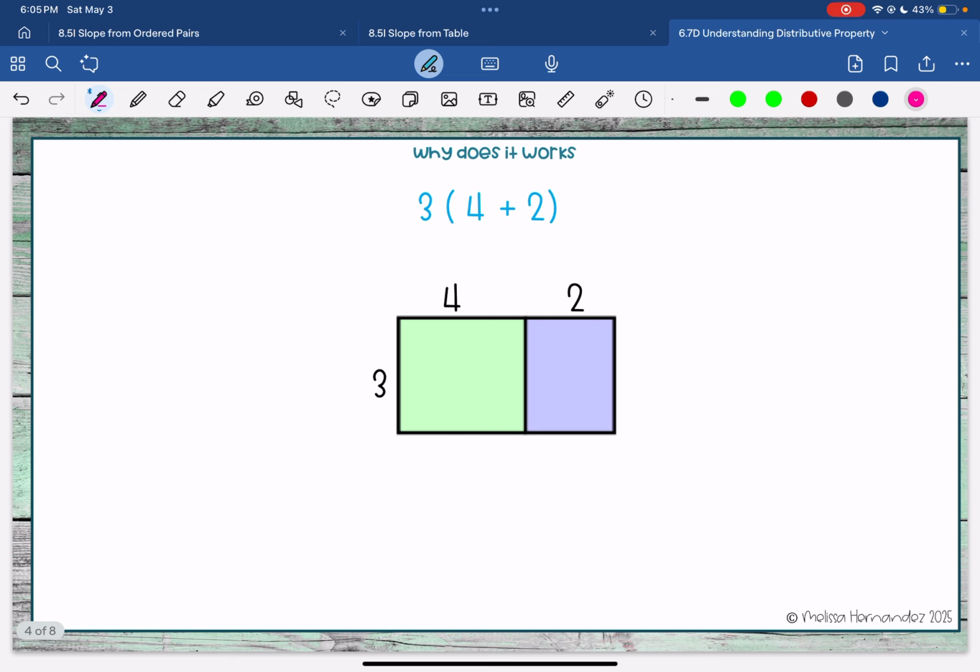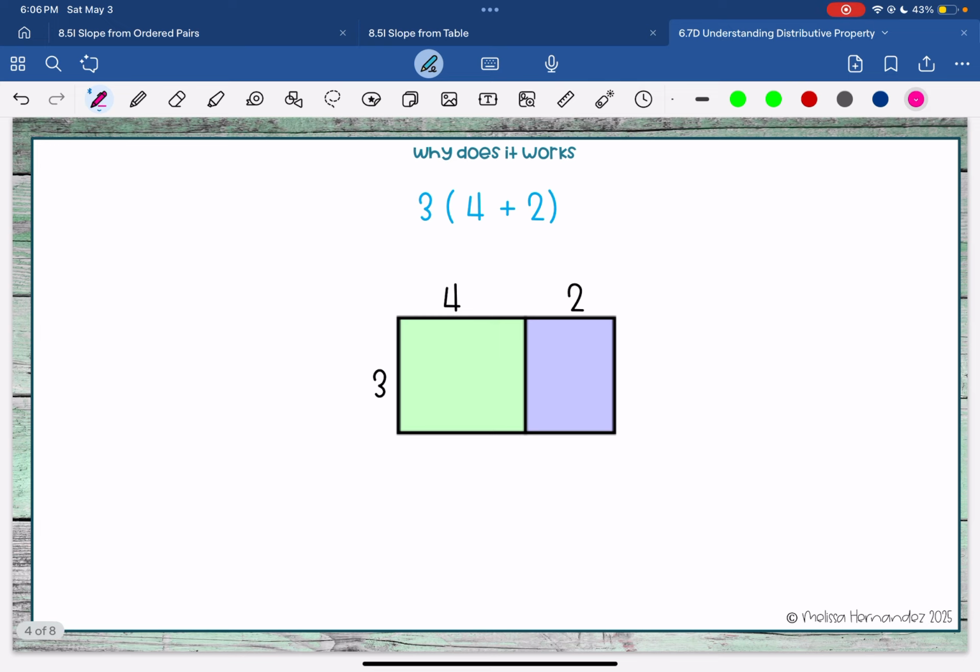And so let me show you. So you were taught you could combine or simplify anything that's inside a set of parentheses, which is true. I left it like this. Instead of doing 6, I left it as 4 plus 2, and I have a rectangle. And so instead of the 6, you got the 4 and the 2, and you have a 3 on the side. So it's kind of visualized like a times tables chart. That is how I kind of explain it to my kids.